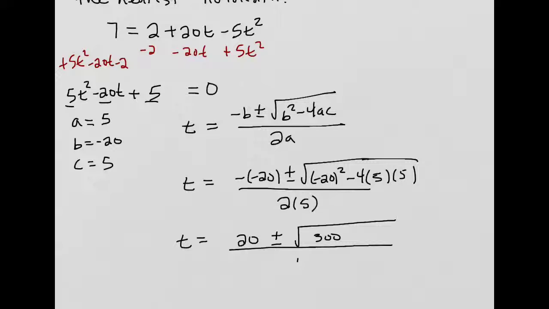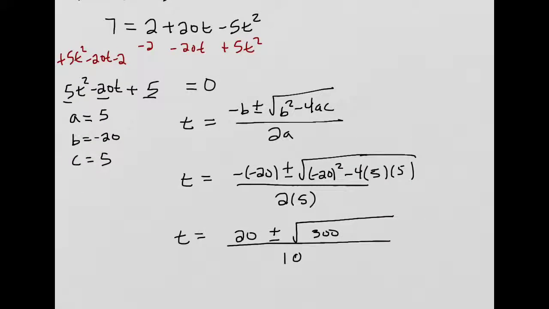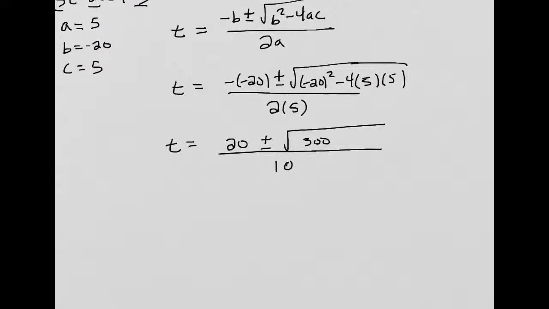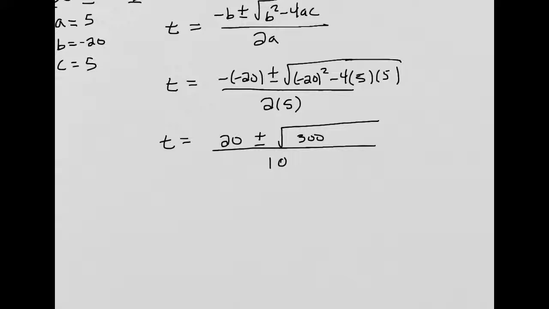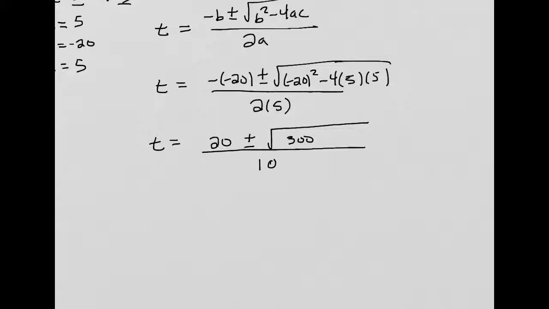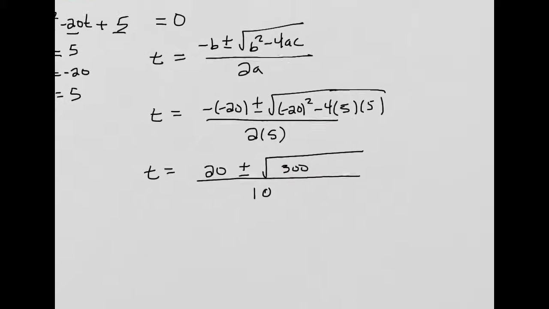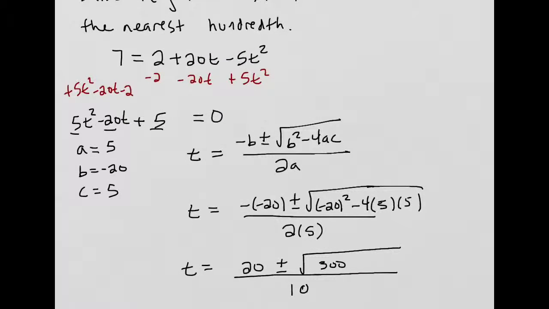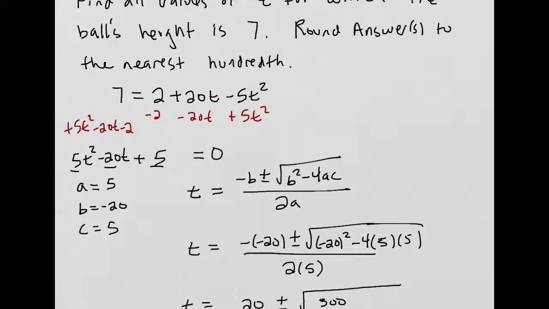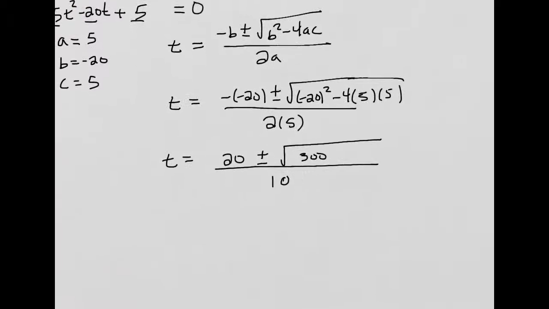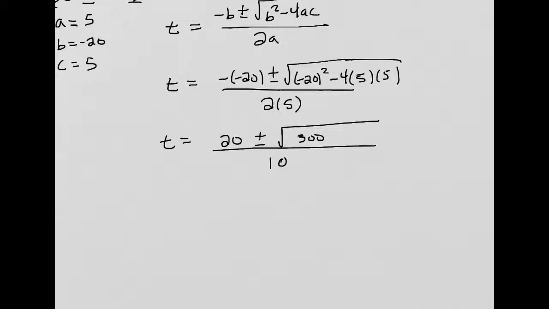On the bottom, I have 10. Okay, now if you watch the other video about solving quadratic equations using the quadratic formula, at this point, I would have tried to simplify what's underneath the square root. But notice in this case, again, I'm not really interested in what we call exact answers. I'm going to end up rounding my answer to the nearest hundredth anyway. So at this point, what I'm going to end up doing is just running what I have through a calculator.